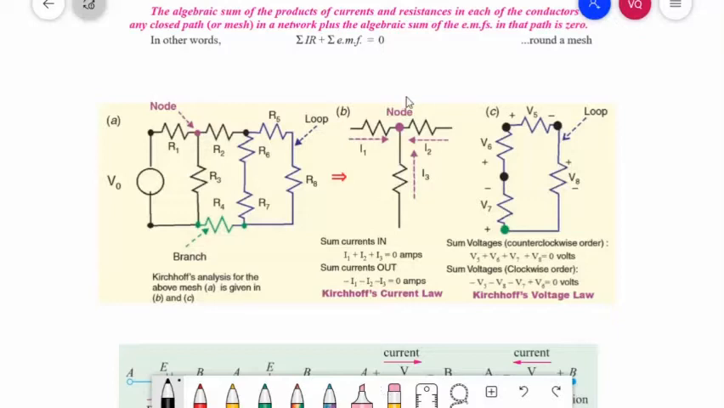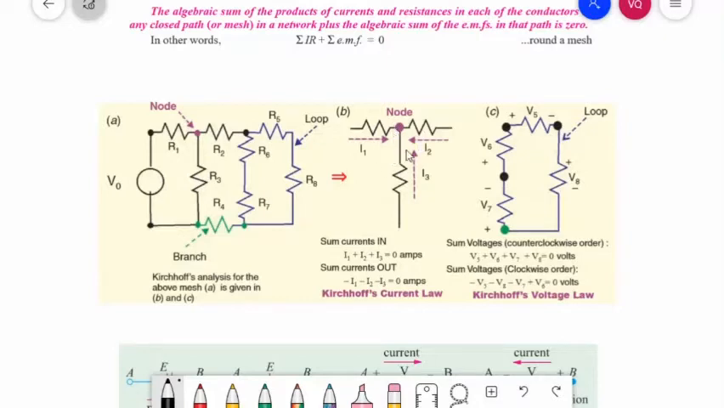Consider this figure to illustrate the KVL equation. We have here a circuit. These are the nodes or the junctions. R1 is one branch, another branch, and between three branches is the node or the junction. So we will isolate this one.